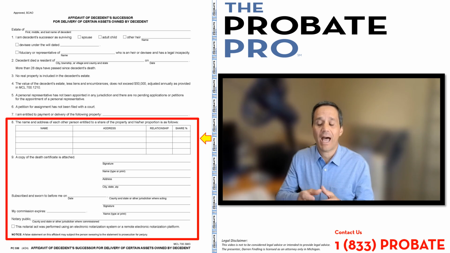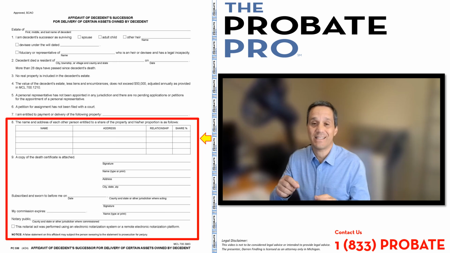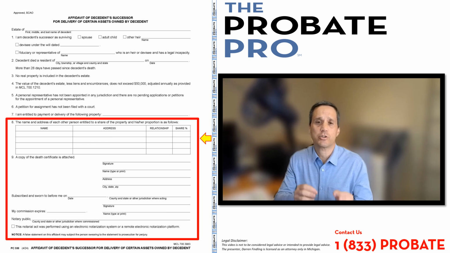9. The copy of the death certificate is attached. I typically include a certified death certificate, but it doesn't specifically say certified copy, but that's what we use because we're going to present this document to the financial institution with this affidavit and the death certificate. And most financial institutions want a certified death certificate, not simply a copy.